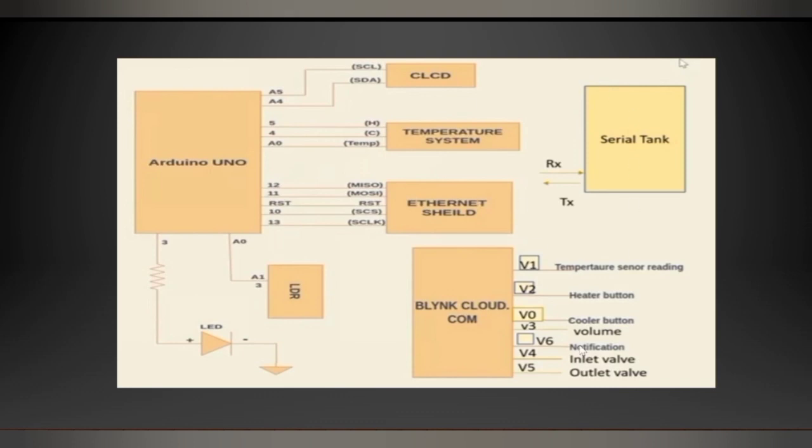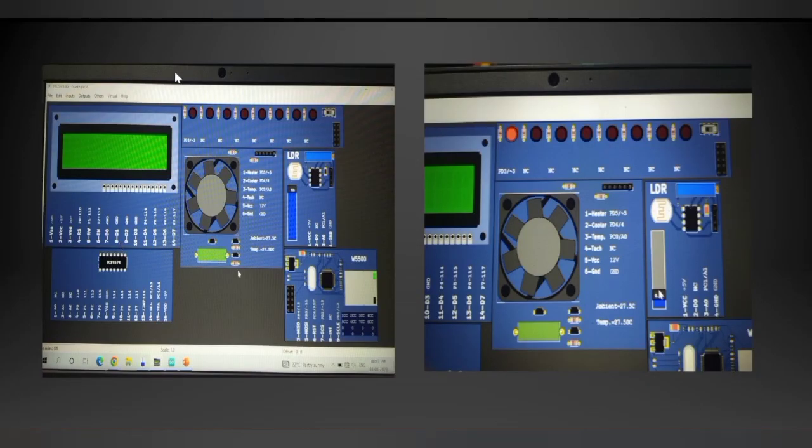This represents the overall connection of the home automation system, where the LDR and LED are connected to the Arduino, which represents the garden light control, and the temperature system, Ethernet shield, and CLCD for the display, and these are controlled by the Blynk app. This represents the temperature control system connection. And in the case of the serial tank, that represents the water tank control system. The figure represents the spare parts which were used in the PiximLab, that is the CLCD and the LED, temperature LM35 sensor, LDR and the Ethernet shield.